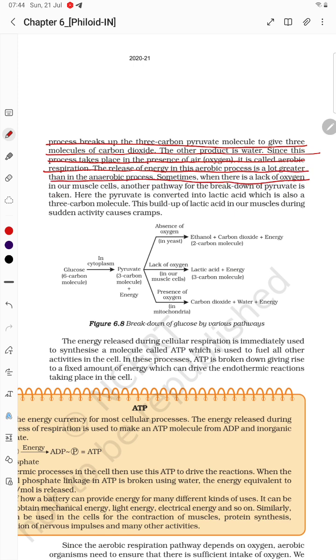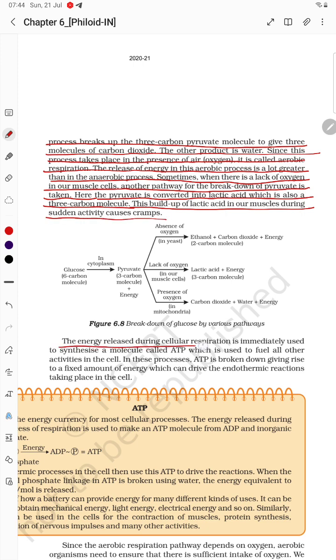When there is a lack of oxygen in our muscle cells, another pathway for the breakdown of pyruvate is taken. Here the pyruvate is converted into lactic acid, which is also a 3 carbon molecule. This builds up lactic acid in our muscles during sudden activity, causing cramps.